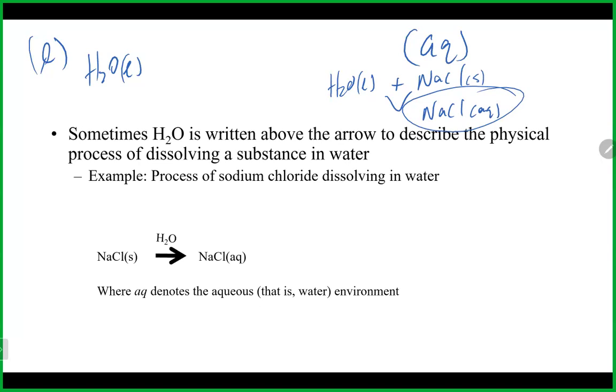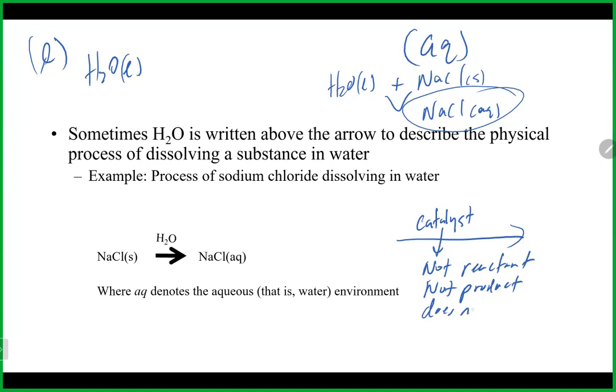Other things that you sometimes will see on top of the arrow: catalyst. And a catalyst is not a reactant. It's not a product, and it does not get used up in the reaction. Typically, a catalyst is there to speed up the reaction. There are catalysts that actually slow down a reaction, but in most cases, people think of it as speeding up a reaction.